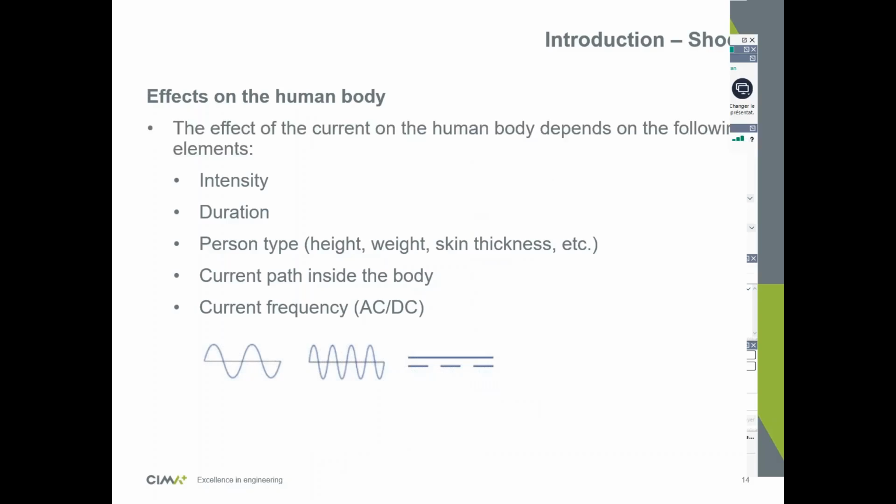So the effect of the current on the human body is very dependent on the following elements. So you have intensity, which is the ampacity in amps. You have the duration of the shock. You have the person type, so the person's height, weight, skin thickness can affect the body impedance. There's also the current path inside the body. If the shock goes through the heart or does not, changes the danger of the shock. And there's also current frequency. So there's the frequency of the AC or the DC that can affect the effect of the current on the body.